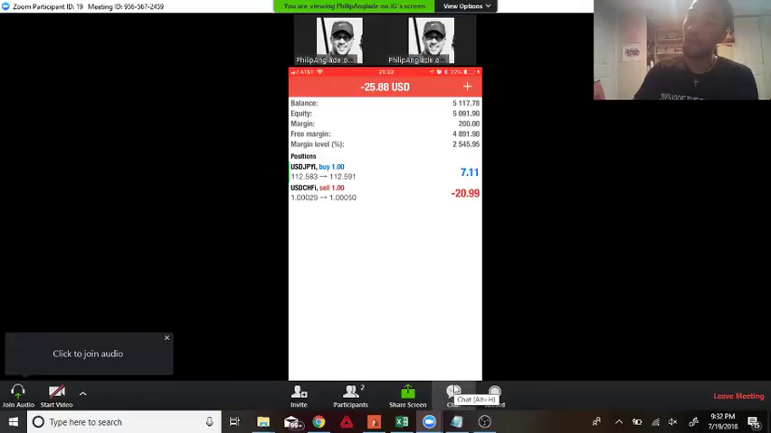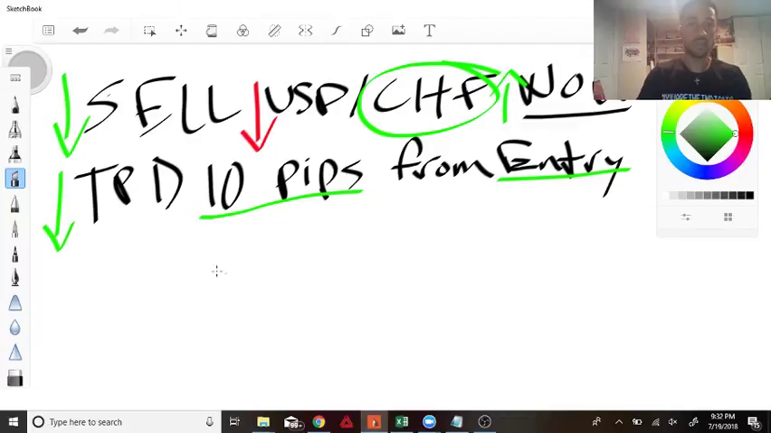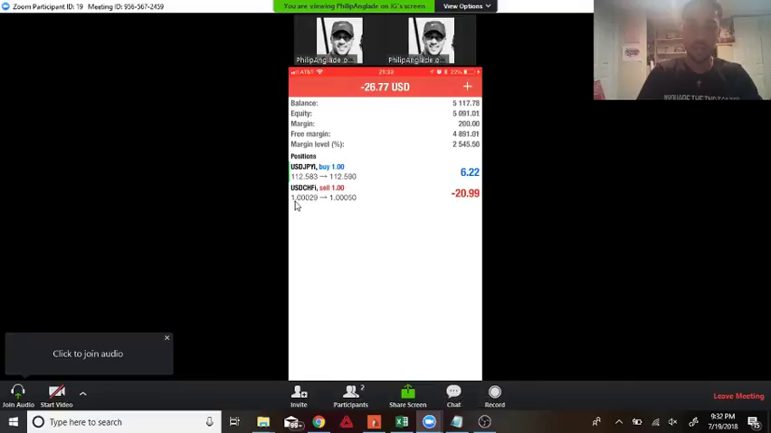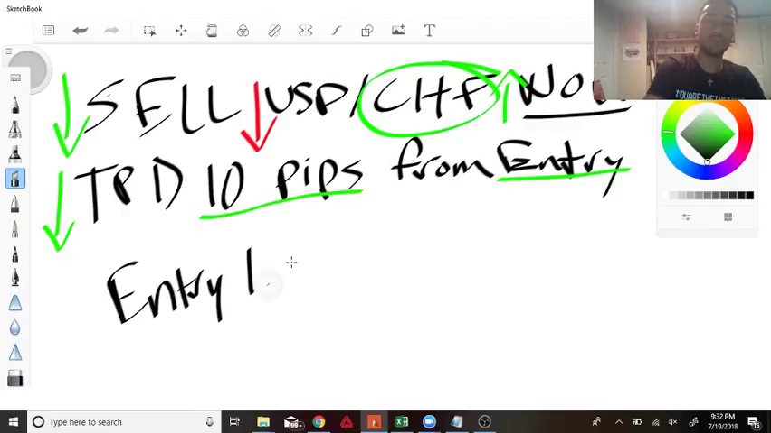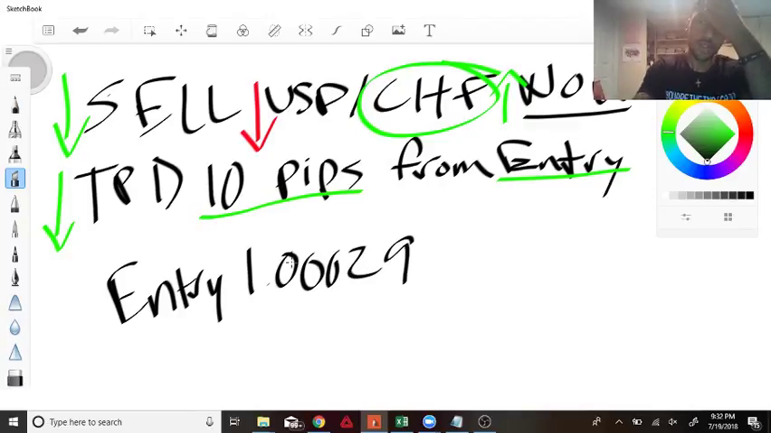What I'm going to do now is write down the number that's to the left side of the arrow. That number is 1.00029. This is when I entered into the market. So I'm going to write down my entry price: entry is 1.00029.